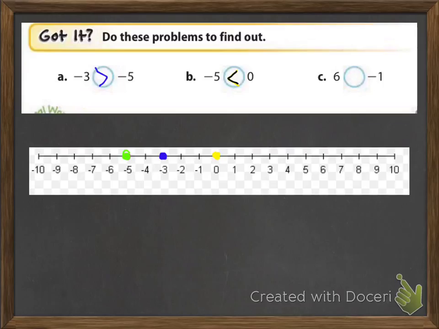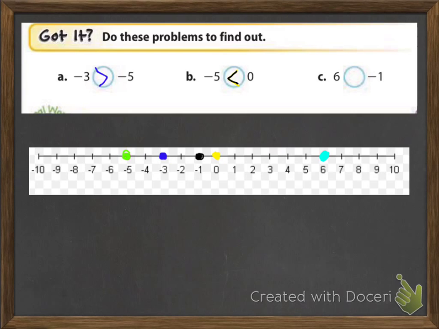The way that that would actually be read is negative 5 is less than 0. So that's how it would be read out loud. And then the last one is going to be 6 and negative 1. So for my last one, I'm going to use turquoise to do the 6. So that's positive 6. And then negative 1, I'm going to use black.